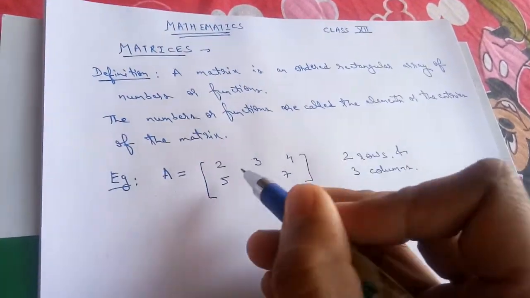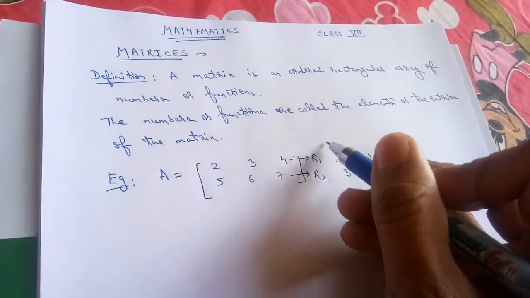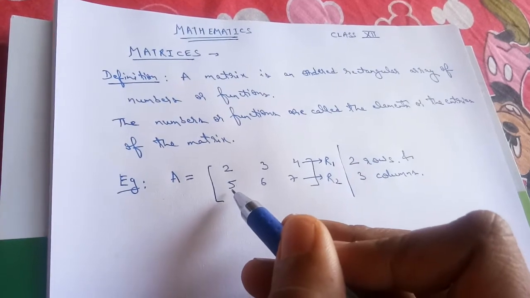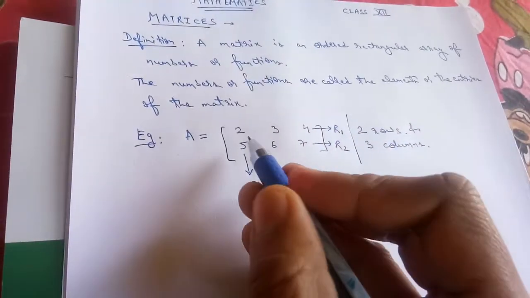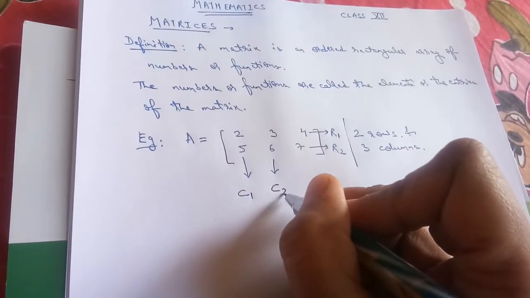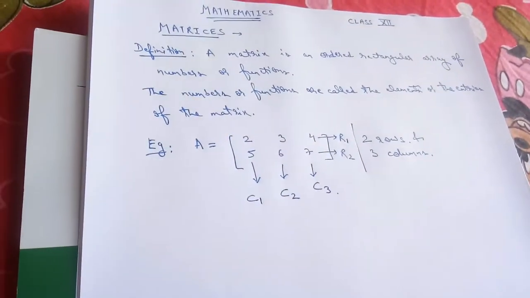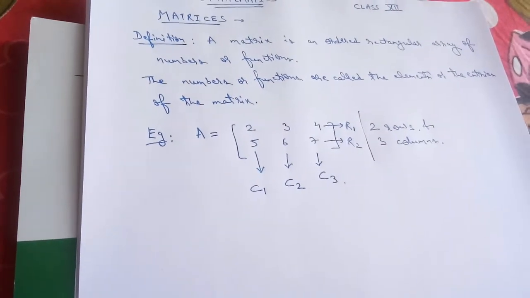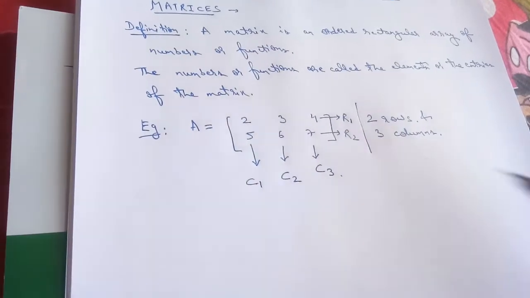This is row 1, we can denote it as R1, and this is row 2. Row 1 has the elements 2, 3 and 4, and row 2 has the elements 5, 6 and 7. The elements 2 and 5 are called column 1, 3 and 6 are called column 2, and 4 and 7 are called column 3. So we have taken numbers from 2 to 7 and arranged them in a rectangular form. The horizontal lines of numbers are called rows and the vertical ones are known as columns.